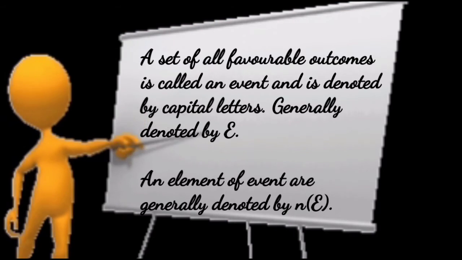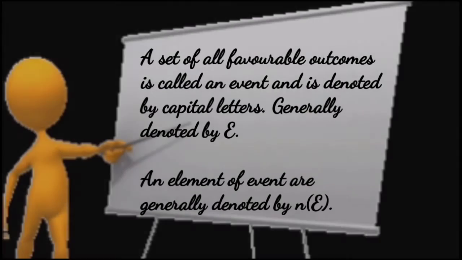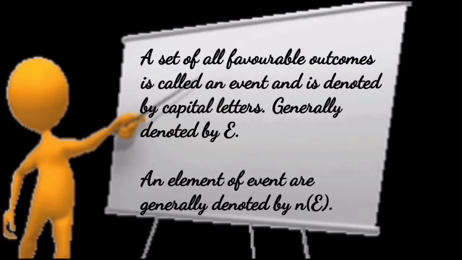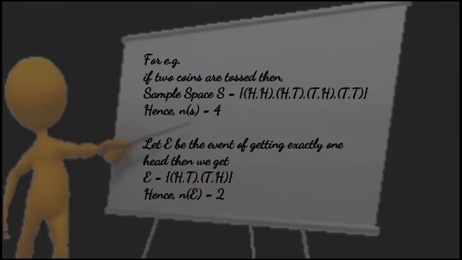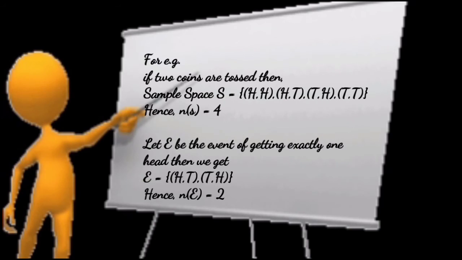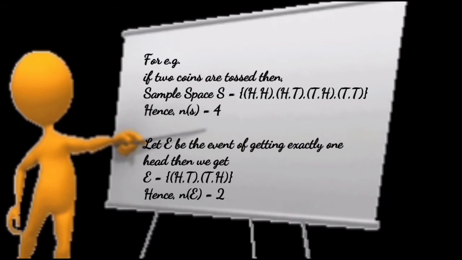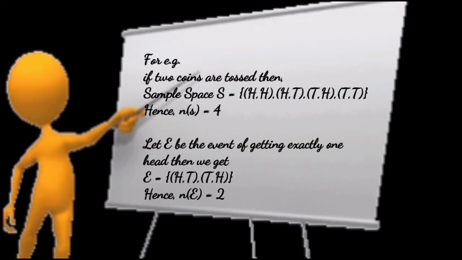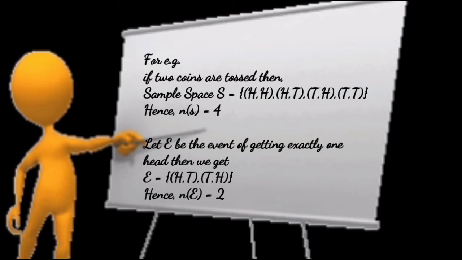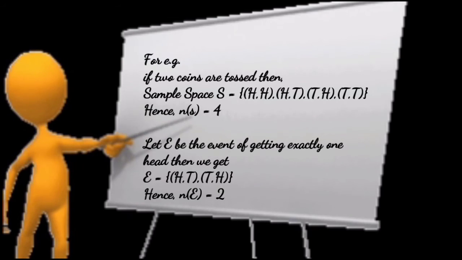A set of all favorable outcomes is called an event and is denoted by capital letters. For example, if two coins are tossed, then sample space S is equal to HH, HT, TH, TT. That is, number of sample space is equal to 4. Let E be the event of getting exactly one head. Then we get E is equal to HT, TH. Therefore, number of event is equal to 2.